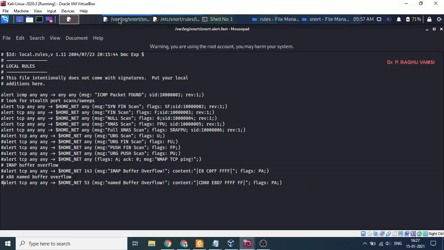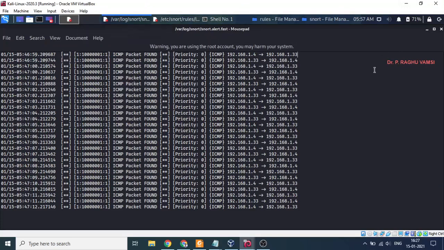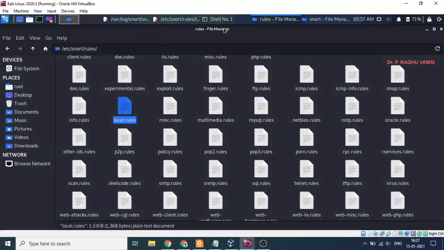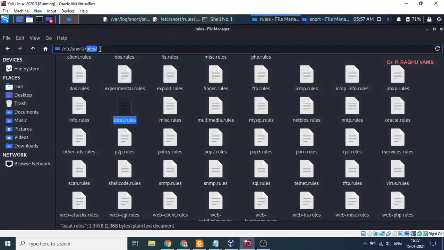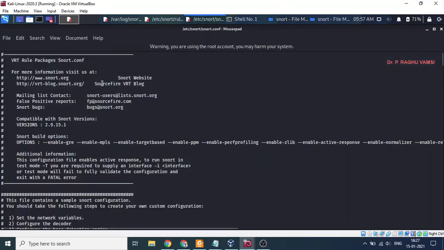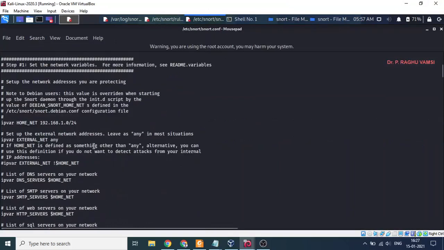So for this, the main thing that we need to do is configure the snort.conf. Why we need to configure this snort.conf is for the home network and the other networks. The home network is here 192.168.1.10/24.